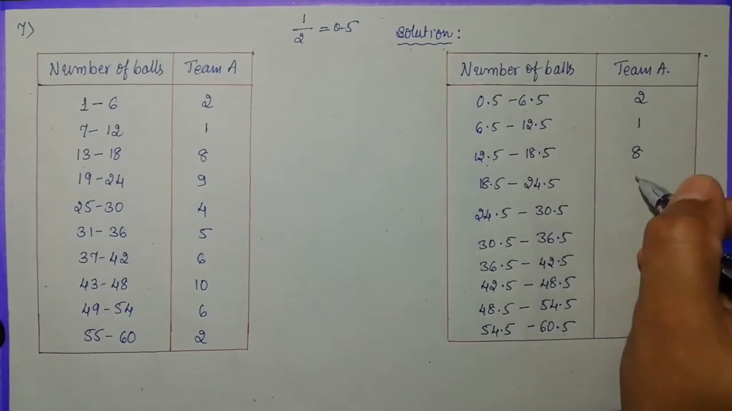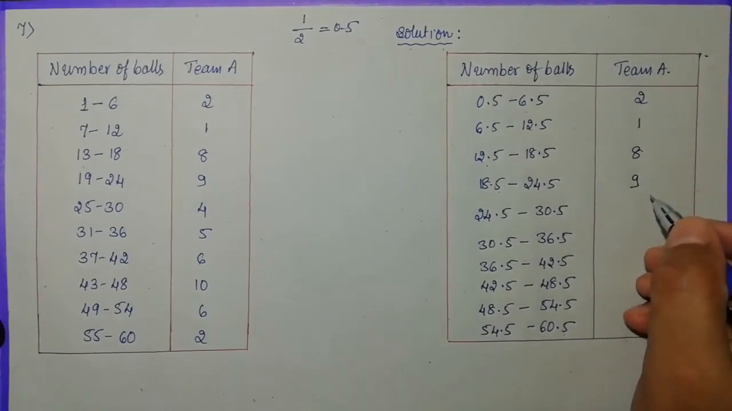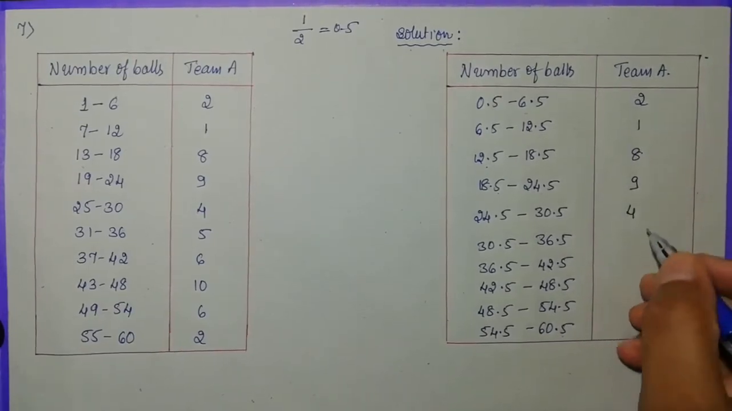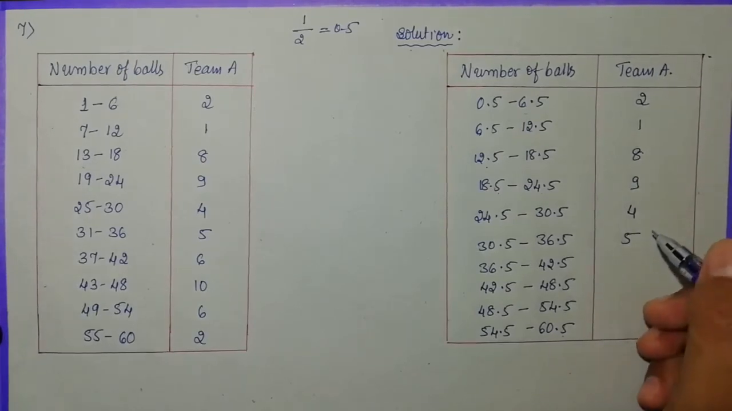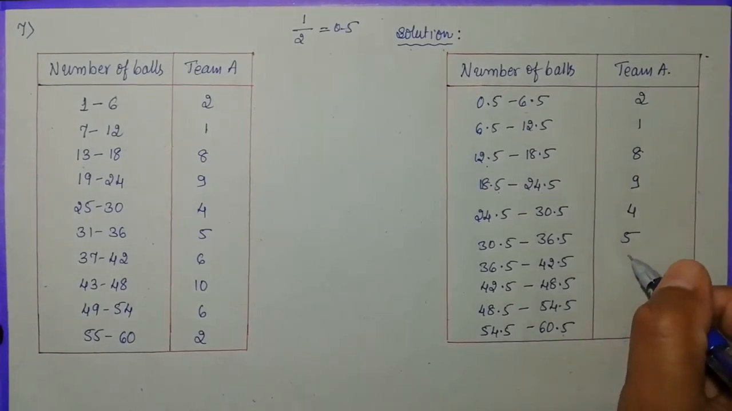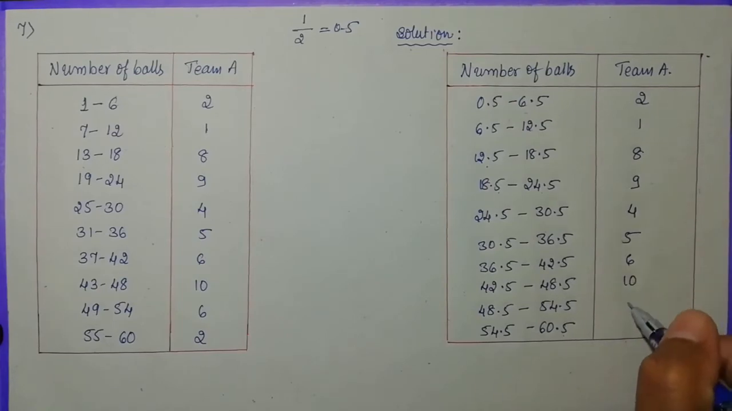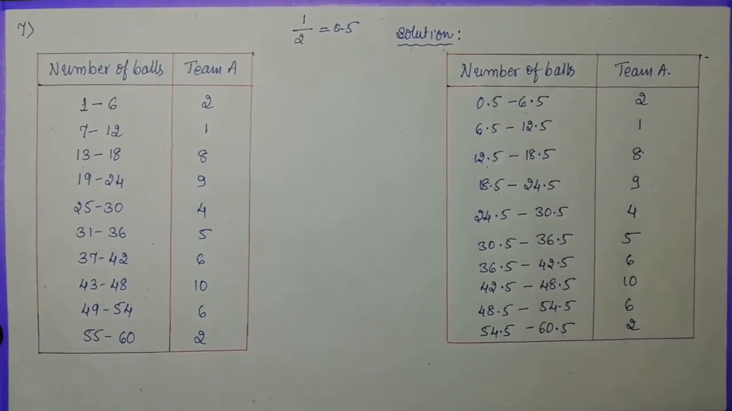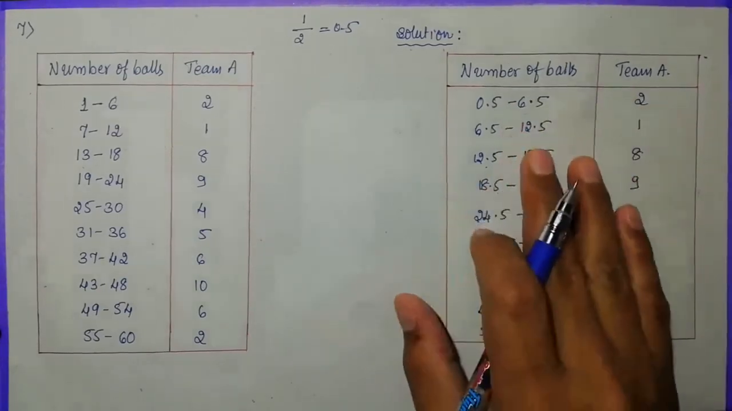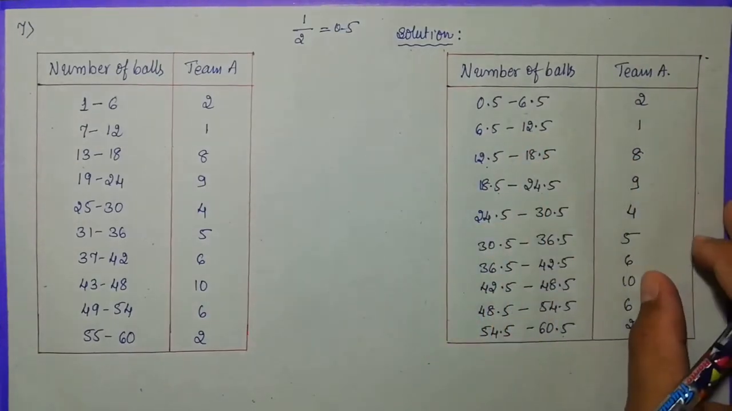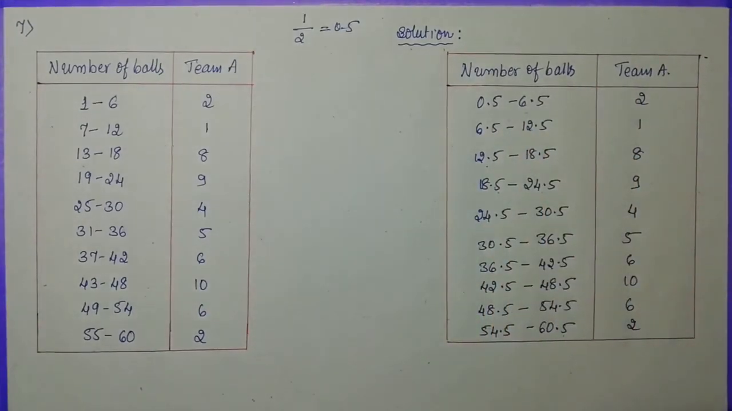The frequencies are 2, 9, 4, 5, 6, 10, 6, and 2. Okay, so now it is actually converted into a continuous frequency distribution, and you need to draw the histogram for this one.